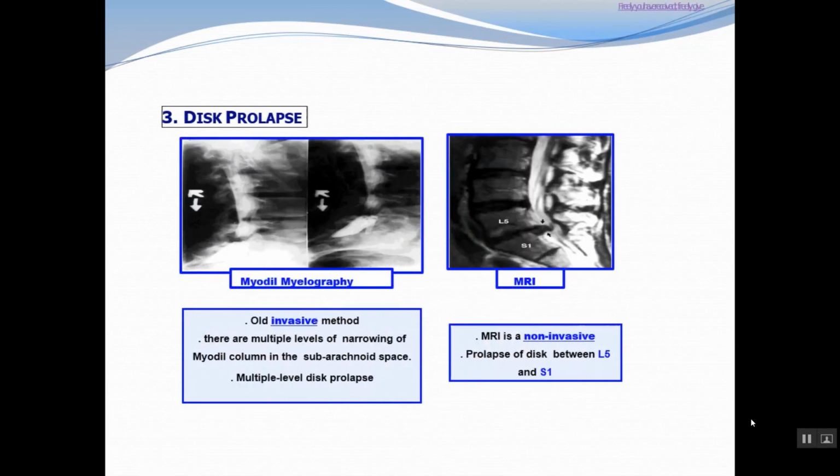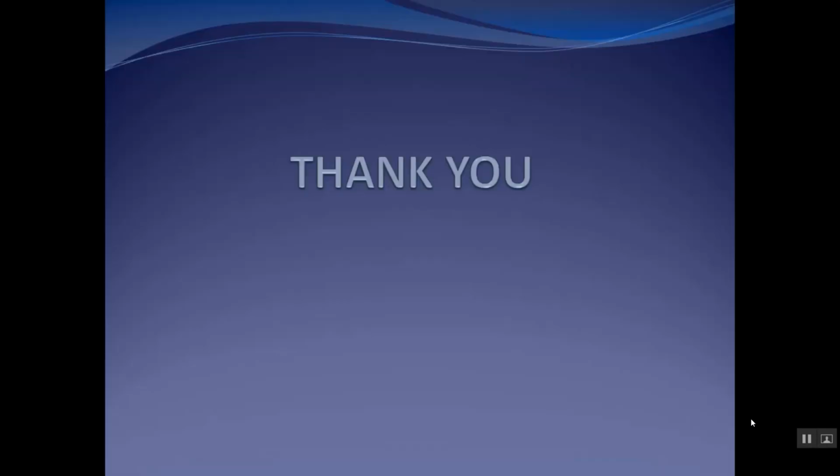The disc prolapse. Here we see the myelogram. This is an old invasive method. There is narrowing at multiple levels of the myelographic column in the subarachnoid space, and this is the MRI. MRI is non-invasive, showing a prolapsed disc between L5 and S1.